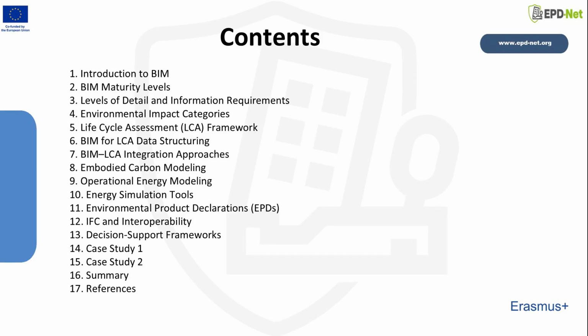The structure of this course follows a logical progression that begins with the fundamentals of BIM and gradually moves toward advanced environmental integration concepts. We begin by defining BIM and its data-centric philosophy, followed by BIM maturity levels, information requirements, and the concept of level of detail. The module continues with environmental impact categories and standardized lifecycle frameworks, both of which are essential for connecting BIM models with lifecycle assessment, LCA.